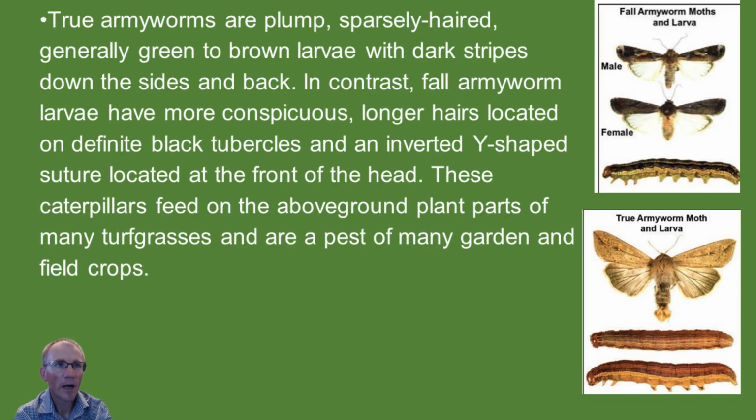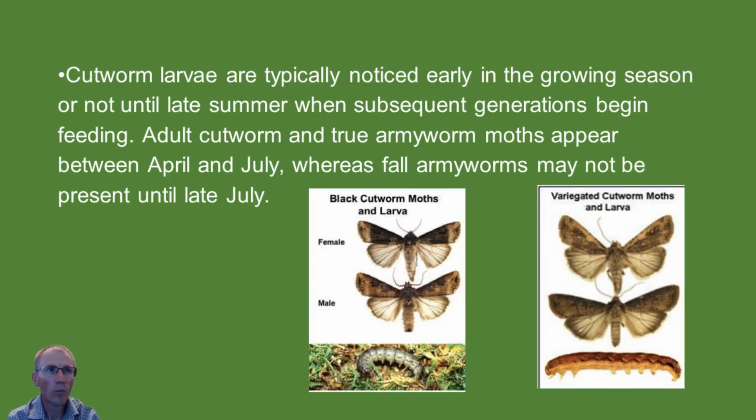True armyworms are plump, sparsely haired, generally green to brown larvae with dark stripes down the sides and back. In contrast, fall armyworm larvae have more conspicuous, longer hairs located on definite, black tubercles and an inverted Y-shaped suture located at the front of the head. These caterpillars feed on the above-ground plant parts of many turf grasses and are a pest of many garden and field crops. Cutworm larvae are typically noticed early in the growing season, or not until late summer when subsequent generations begin feeding.